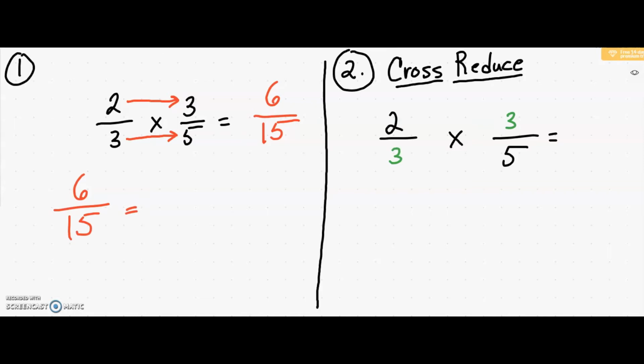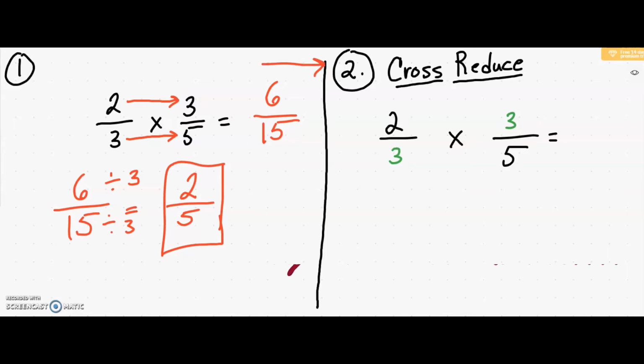So when we did simplifying, you would have to pick a number that you could divide both 6 and 15 by, and in this case, the magic number is 3. So 6 divided by 3 is going to give us 2, and 15 divided by 3 is going to give us 5. Okay, that's great.